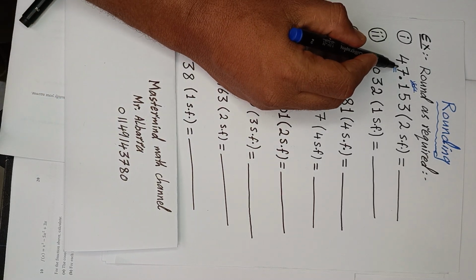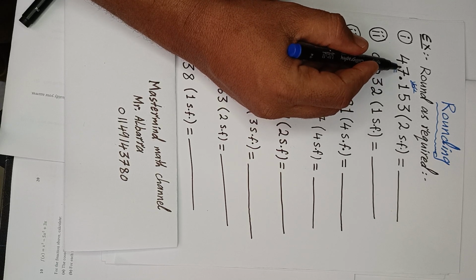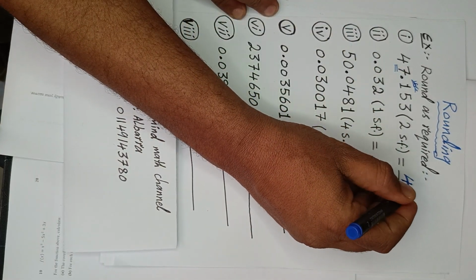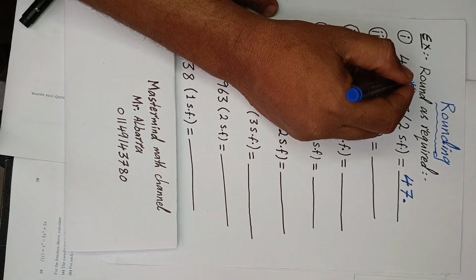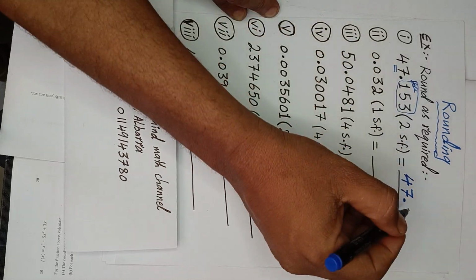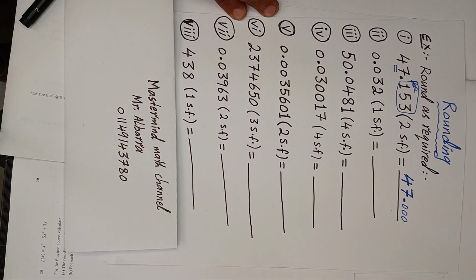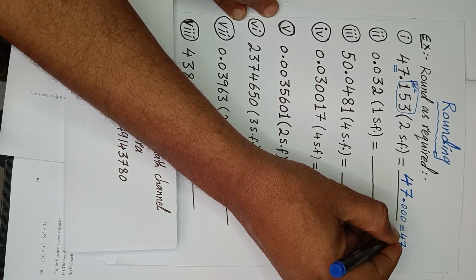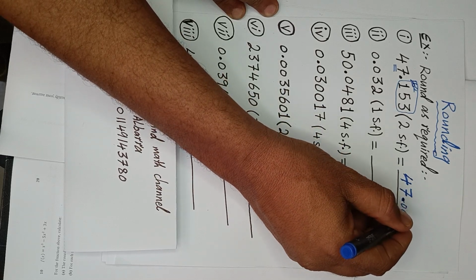Right now, my second significant figure is 7. The number to the right is 1, which is less than 5. So you have to leave the 7 as it is. So the answer is 47 as it is, point, and from the eye until the end, instead of these 3 digits, you will just write 3 zeros. So the answer is 47.0, which is just 47. Zeros to the right after the decimal point, you can ignore all of them with the decimal point.